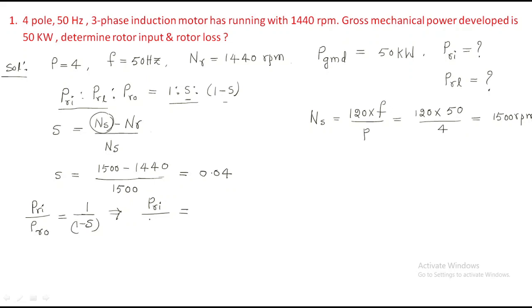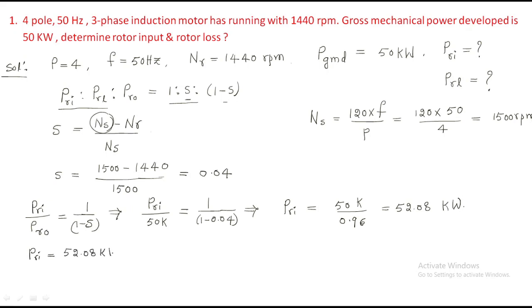Here the rotor output is nothing but the gross mechanical power developed; both are the same. This is 1 by 1 minus S, that is 1 minus 0.04. By simplifying, we get rotor input as 50 kilowatts, already given, divided by 0.96. Then by doing the simplification, we get 52.08 kilowatts. So the rotor input value is 52.08 kilowatts.